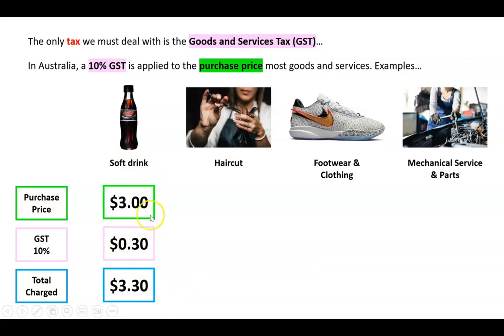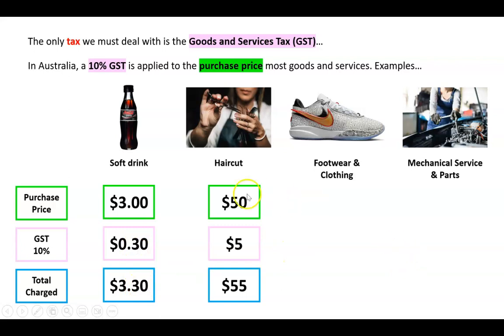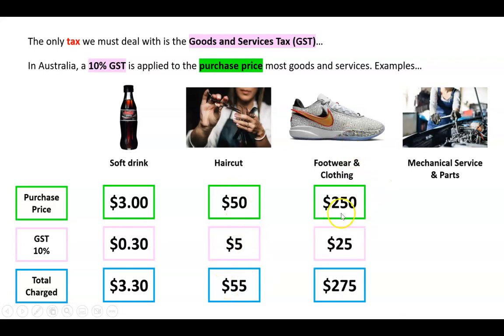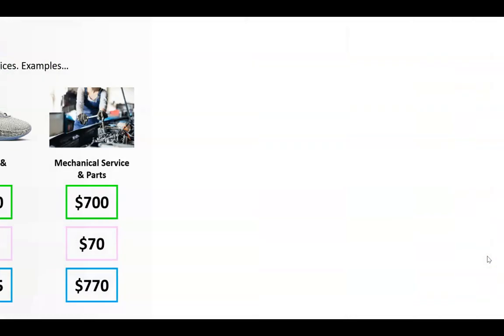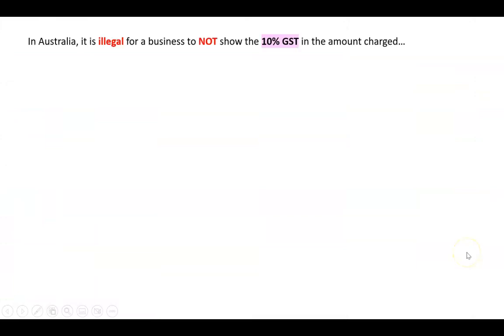So for example, this bottle of Coke, it's a $3 bottle of Coke with 10% GST, so you would actually pay $3.30. With the haircut, it's a $50 haircut with 10% GST of $5, so you would be charged $55. These LeBron shoes here, let's say they were $250 plus 10% GST of $25, that means you would be charged $275. And if you went and got your car serviced and got some parts in there, let's say it was $700, they have to charge you GST of $70, that would be a total of $770. So this has been happening on all the things you've been buying. You probably just didn't realize it at the time.